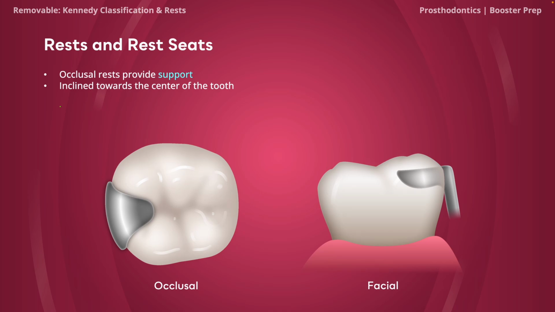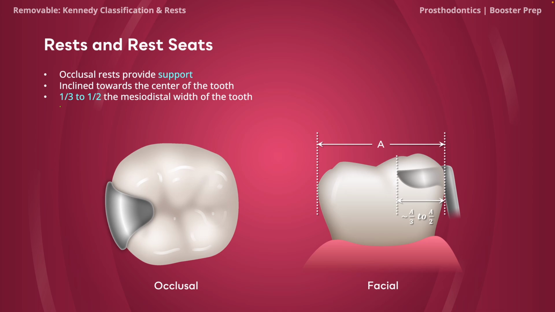Okay, in terms of dimensions, there are a few numbers you have to remember. From a mesiodistal perspective, you want your rest seat to cover a third to about half the width of the tooth, here denoted by the letter A. From a buccolingual perspective, you want your rest seat to cover half the width of the tooth, but measured from cusp tip to cusp tip, denoted here by the letter B. You also want to make sure that your rest seat prep has an outline form of a rounded triangle. This will be important for the fabrication process.